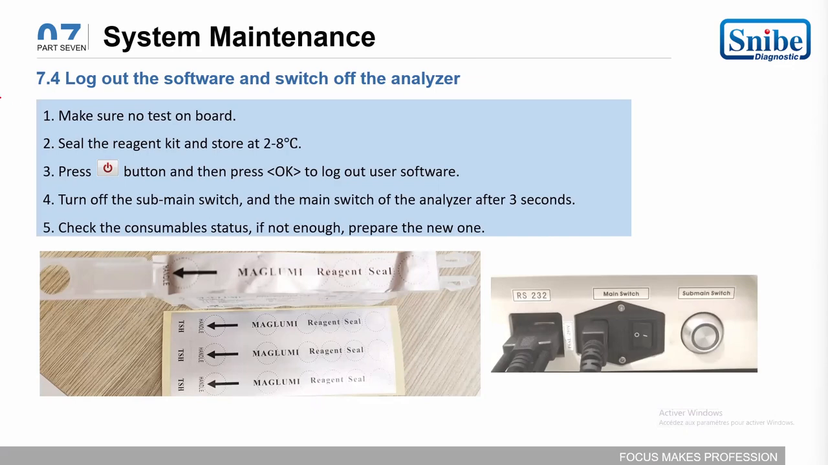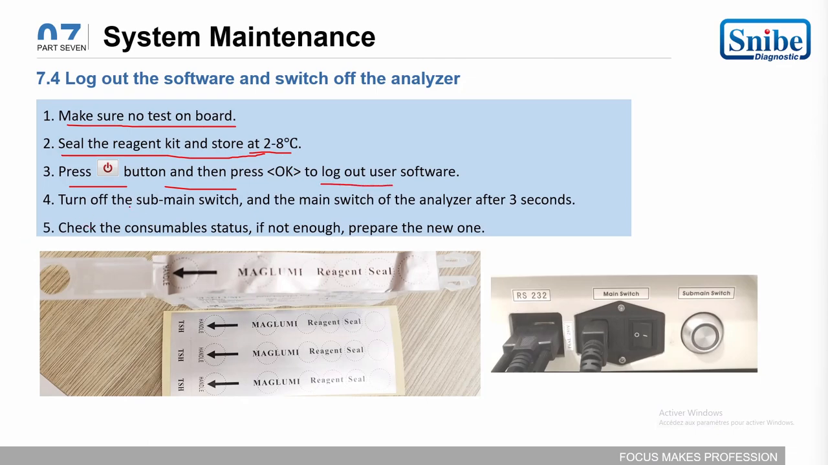Then at the end of the day, before you log out of the software and switch off the analyzer, make sure there is no test ongoing. And then seal the reagent kit, remove it from the reagent area, and use this sealing film to seal the vials of the reagent kit, and then store it in the refrigerator. Then press this button to quit, and then click OK to quit the user software.